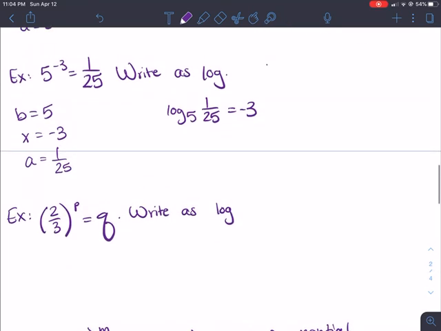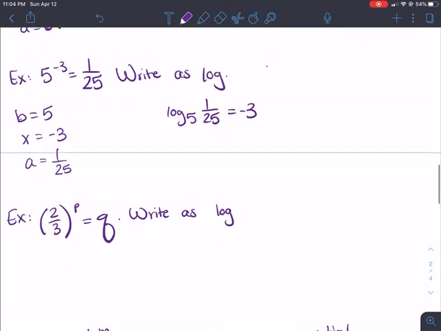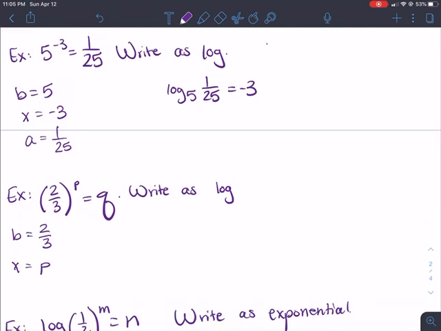For this one, we have an exponential function and they want us to write it as a log. Okay, so we're going to take our values and identify them. So b is 2/3, x is p, and our a is q. We're just going to plug our values in. Log base 2/3 of q equals p.